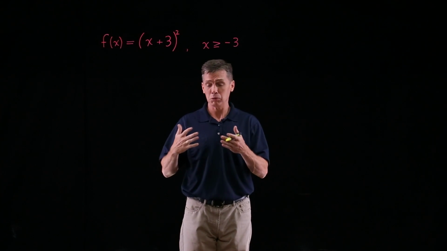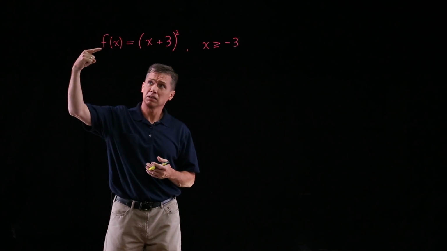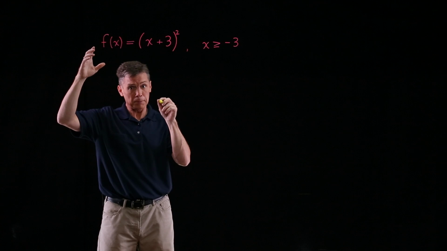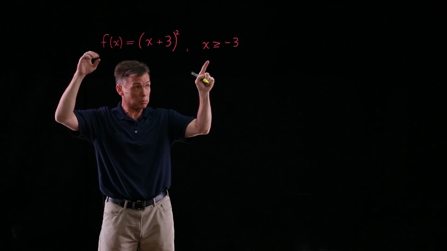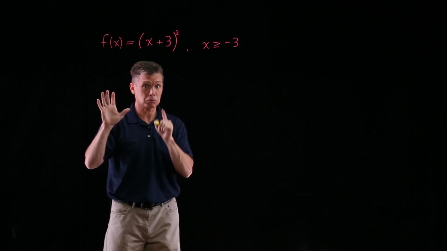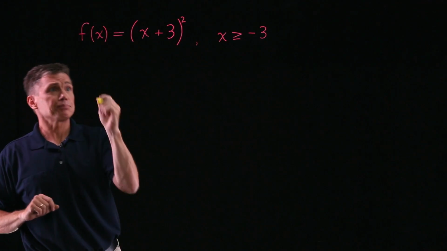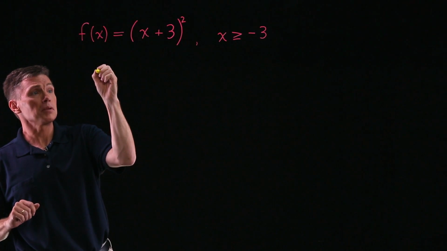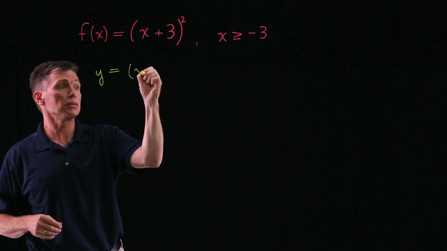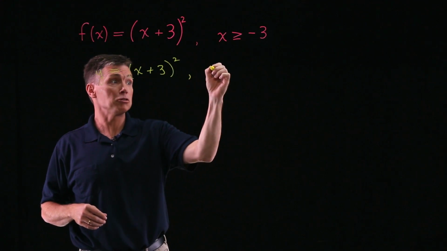And I'll start the way I would always start any kind of find the inverse type problem, by taking the original function, f of x equals (x plus 3) squared, and that restricted domain of x being greater than or equal to negative 3. That's part of the function. Don't lose it. It's one of the things you have to be careful with. I'm going to start this problem by rewriting the function as y instead of f of x. And I'm going to include that restricted domain.